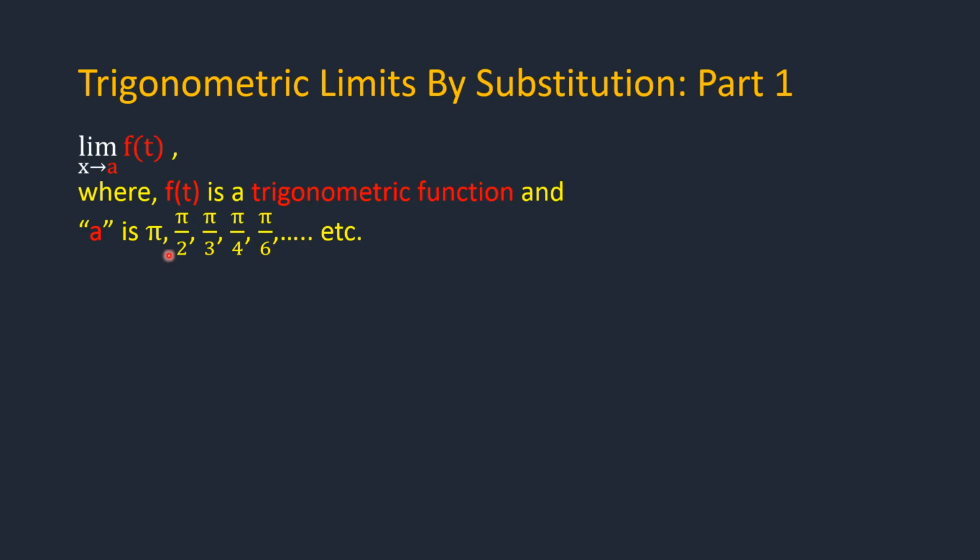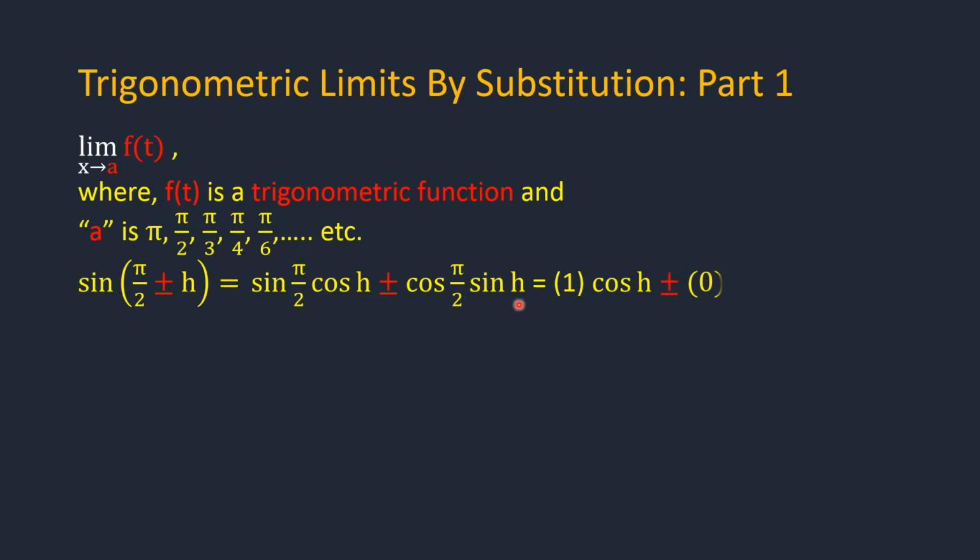While solving these limits, we come across terms like sin(pi by 2 plus minus h), which can be expanded as sin pi by 2 cos h plus minus cos pi by 2 sin h. Now sin pi by 2 is sin 90, which is 1, cos pi by 2 is cos 90, which is 0, 0 into sin h will be 0, so this reduces to cos h.